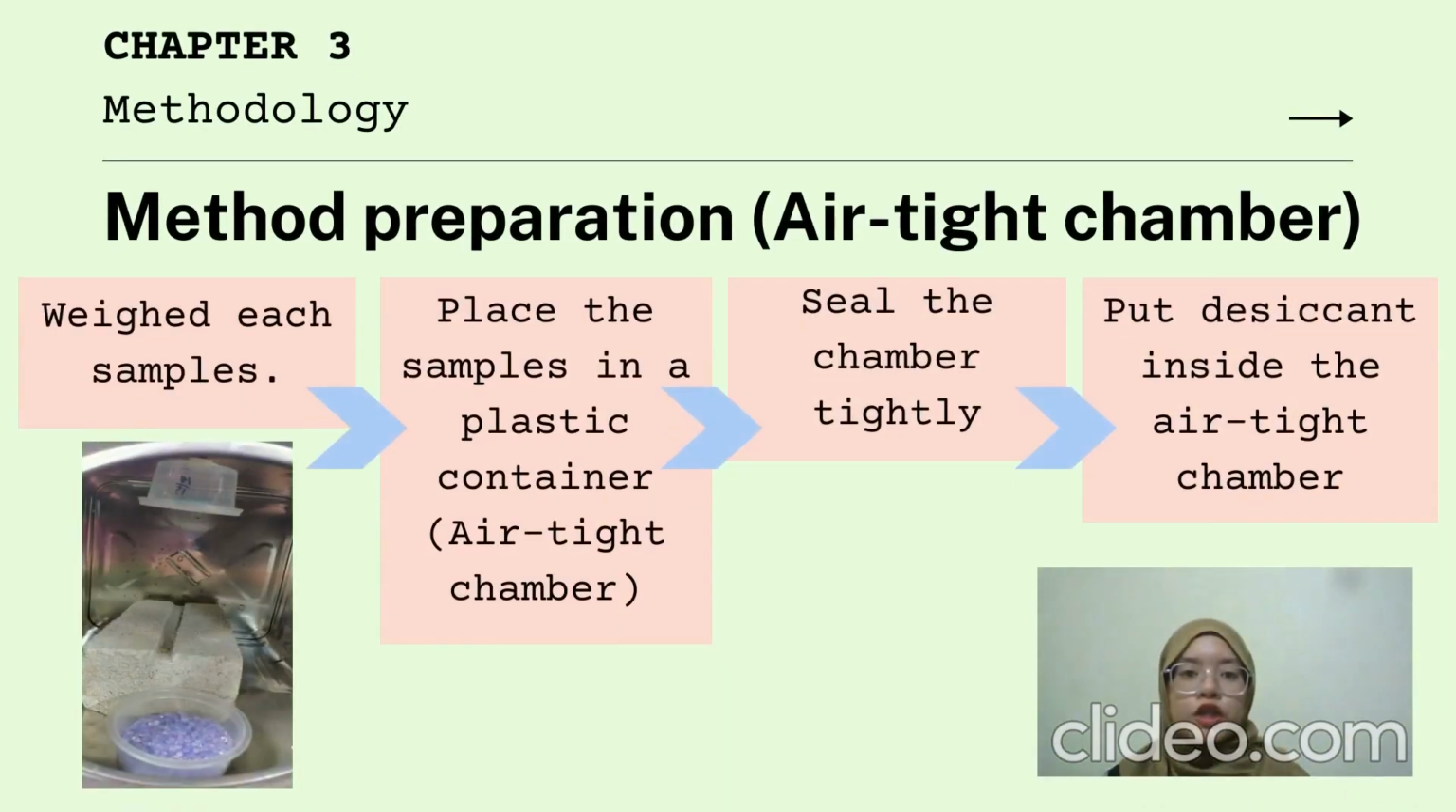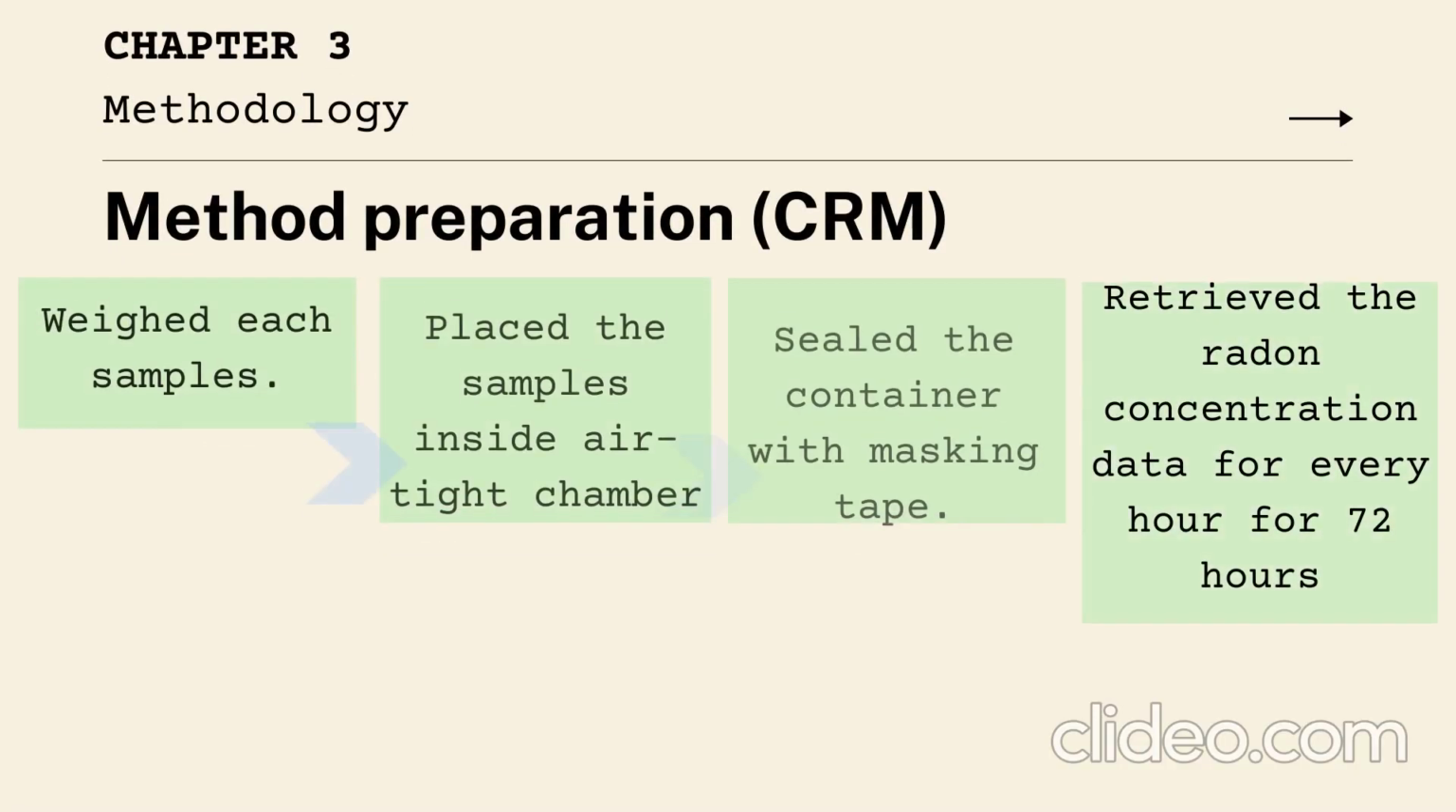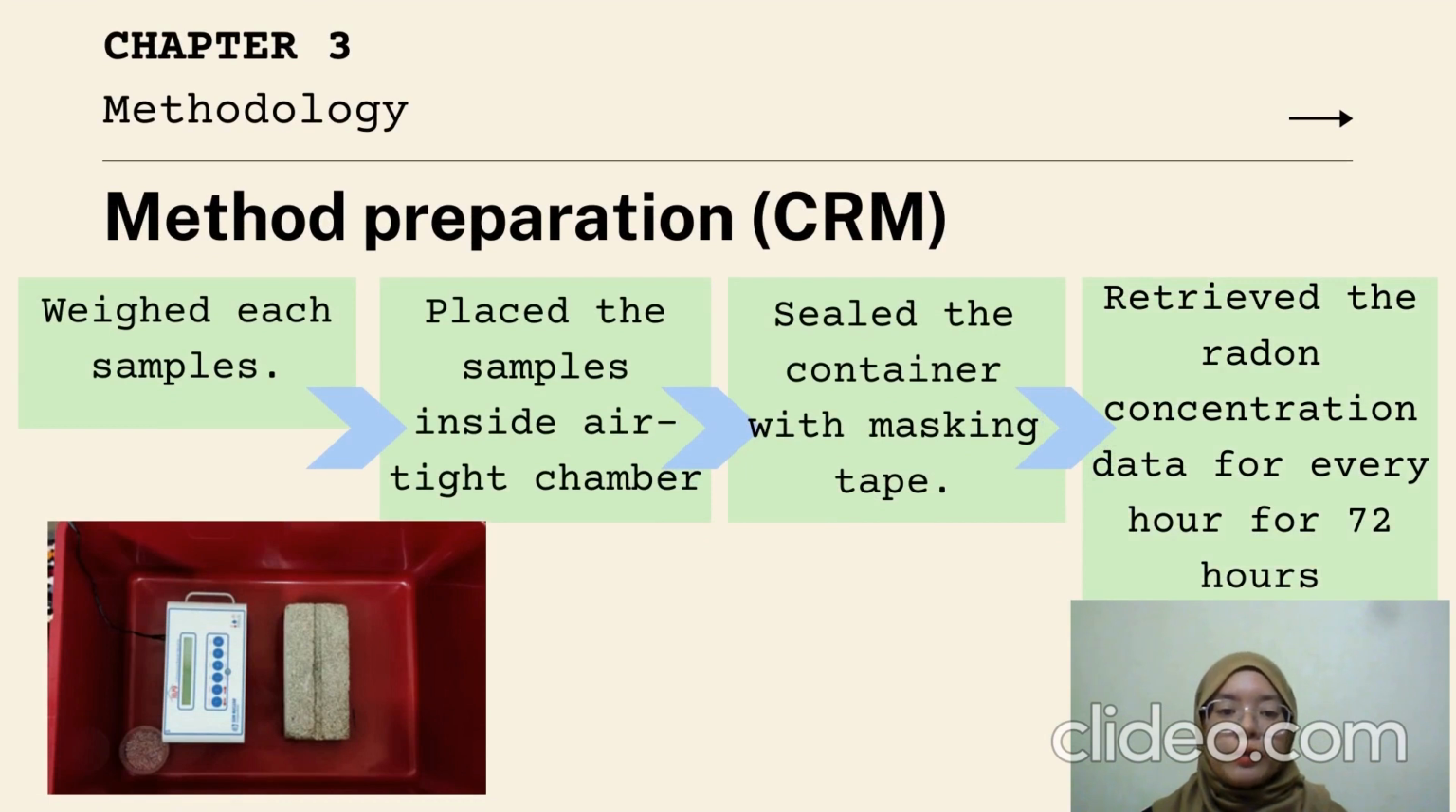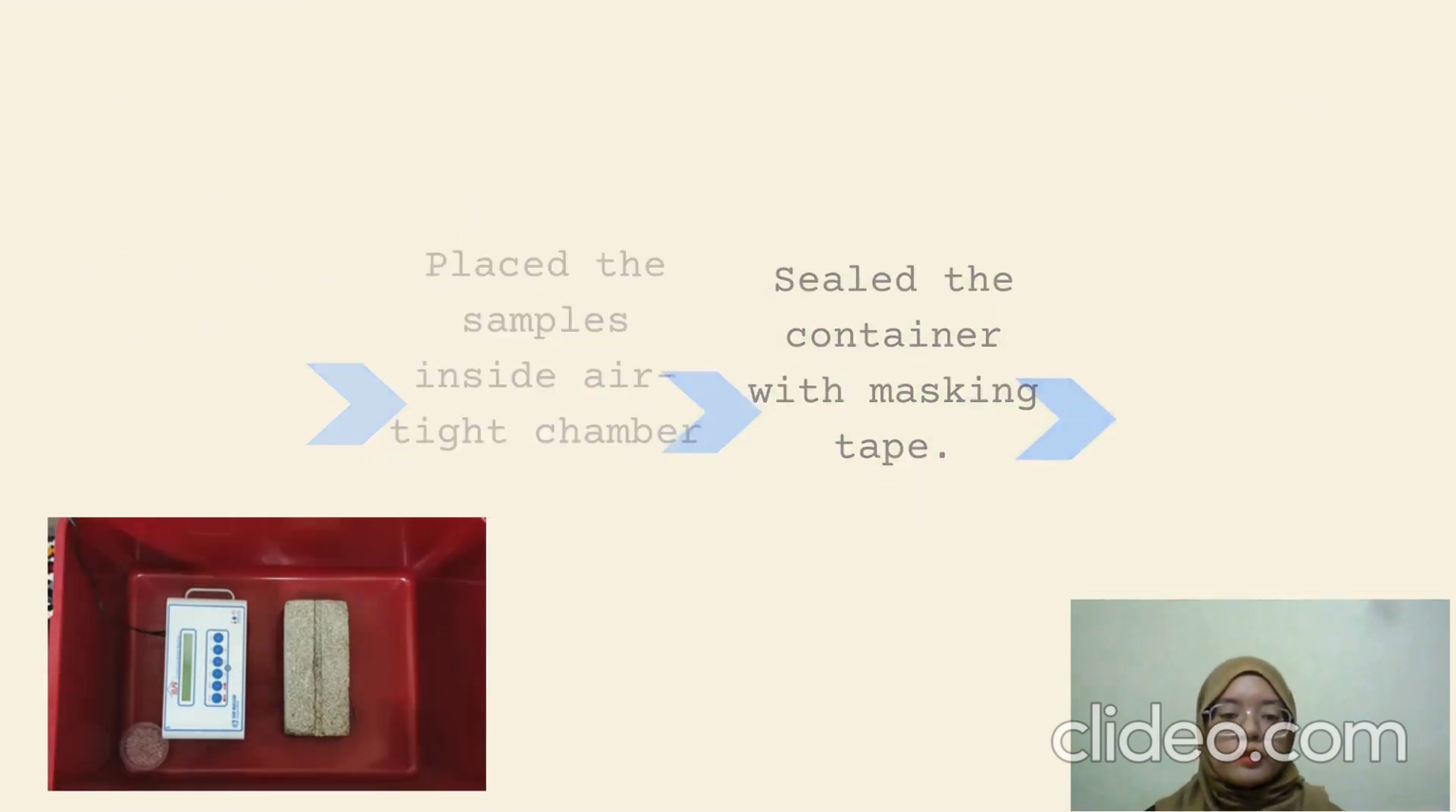Third is the airtight chamber. First, we have to weigh each sample and place the samples in a plastic container. Seal the chamber tightly and put desiccant inside the airtight chamber. Lastly is the preparation for CRM. First, we have to weigh each sample, place the samples inside the airtight chamber, seal the container with masking tape, and lastly retrieve the radon concentration data for every hour for 72 hours.